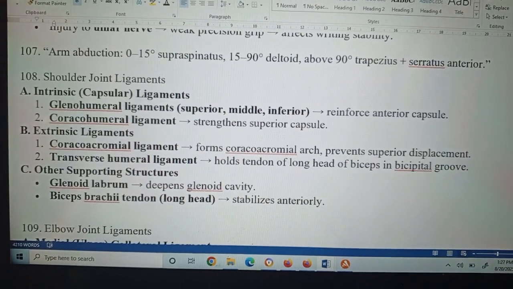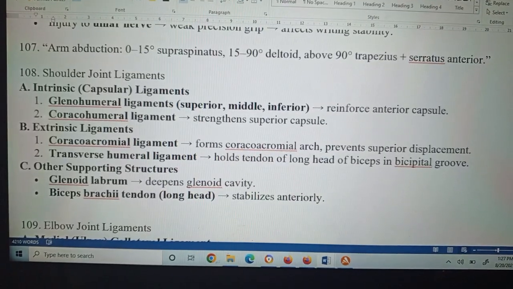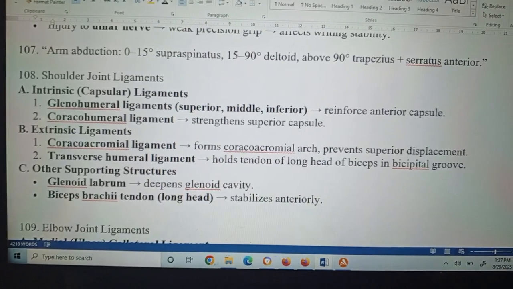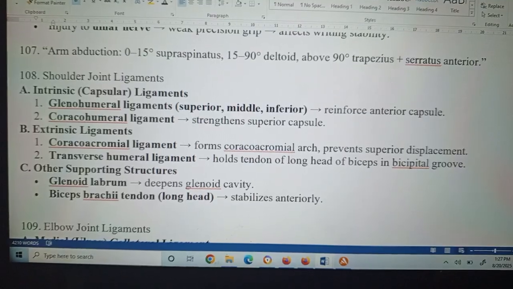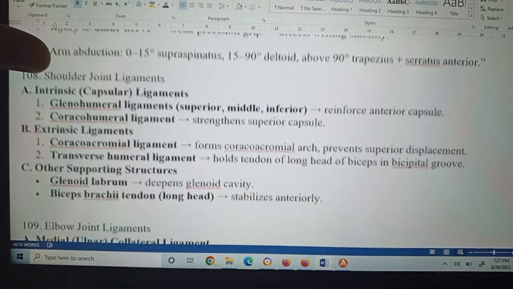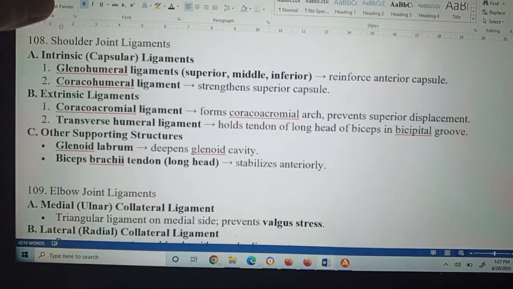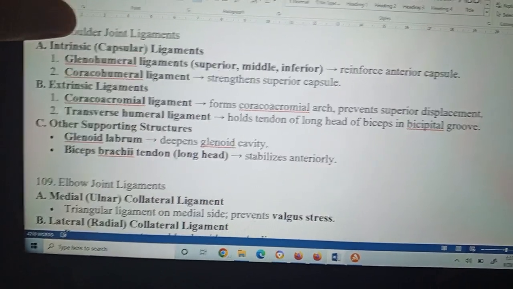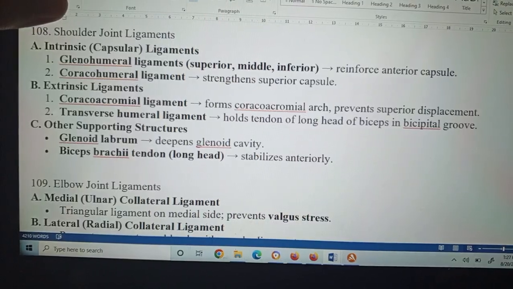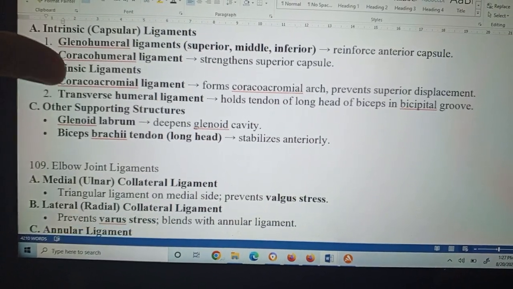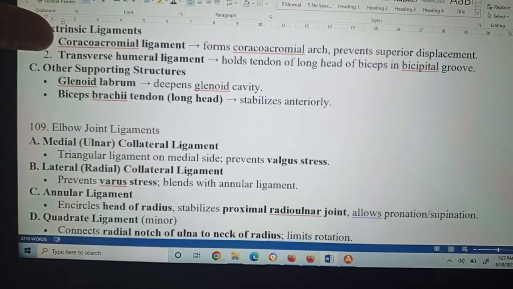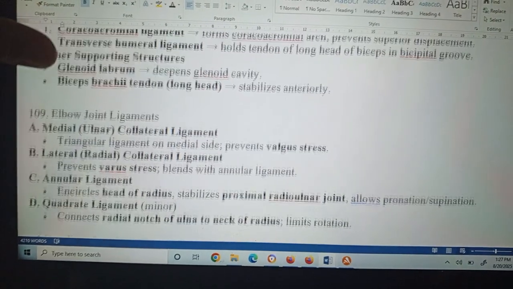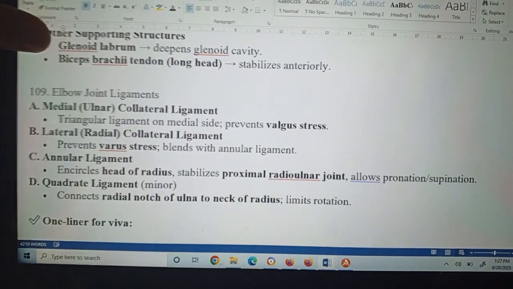Now I have again repeated this question. Arm abduction: 0 to 15 degrees abduction is performed by the supraspinatus, 15 to 90 degrees by the deltoid, and above 90 degrees by the trapezius and serratus anterior. Shoulder joint ligaments are the glenohumeral ligament, coracohumeral ligament, coracoacromial ligament, transverse humeral ligament, and the glenoid labrum, which deepens the glenoid cavity, and the biceps brachii tendon stabilizes the shoulder joint anteriorly.